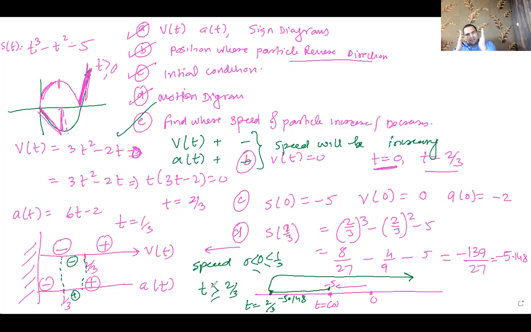So if the acceleration and velocity sign diagrams are both positive or both negative, then you will have speed increasing. In the case where acceleration is negative and velocity is positive, or vice versa, speed will be decreasing. Let's take an example also, using technology, to see how all of this happens.